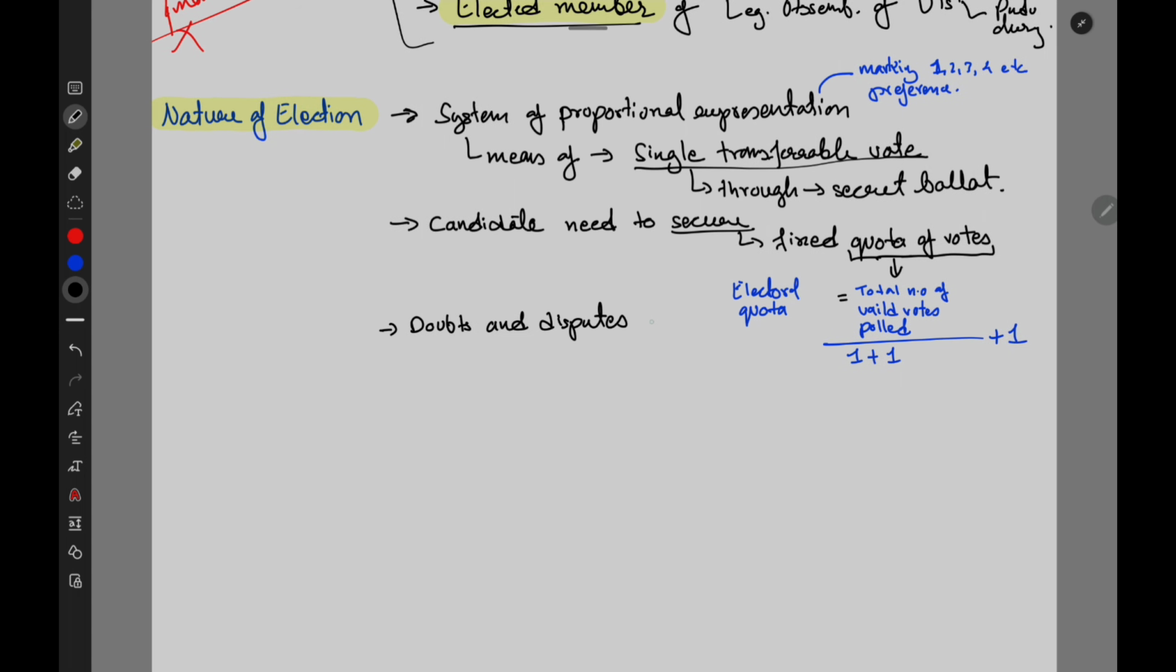Moving ahead, doubts and disputes relating to the election of the president are inquired into and decided by the Supreme Court, whose decision shall be binding and final.